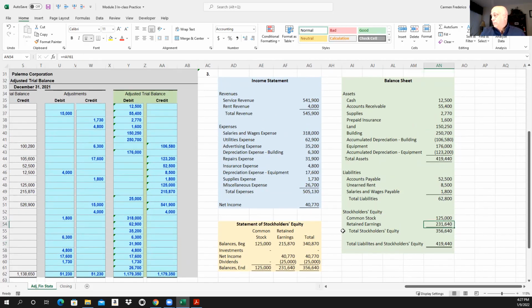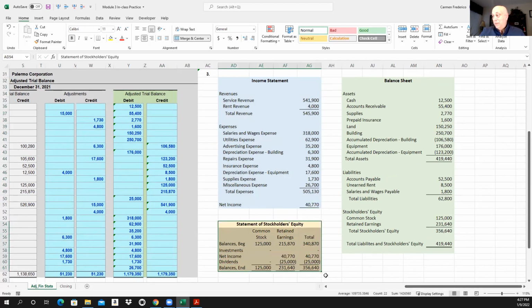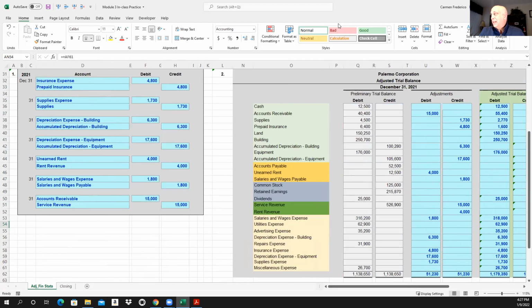All right, so that's how you put your statements together. Again, you always start with the income statement because the income statement net income becomes an input into your stockholders' equity statement. And then you do your stockholders' equity statement because your retained earnings balance becomes an input into your balance sheet. So they're all interrelated. If you do them in this order, it'll all flow nicely. Okay, so that is it for the demonstration for the adjusting process and preparing your financial statements.